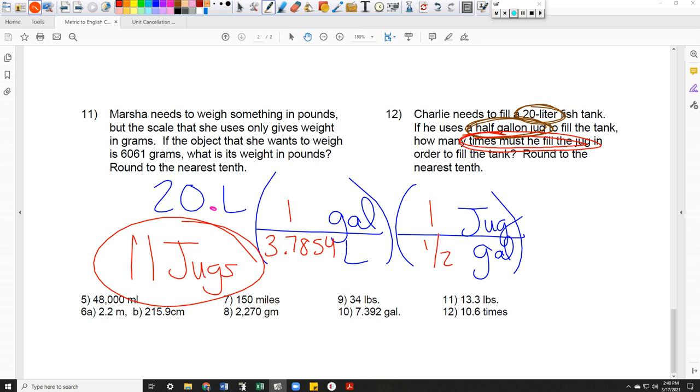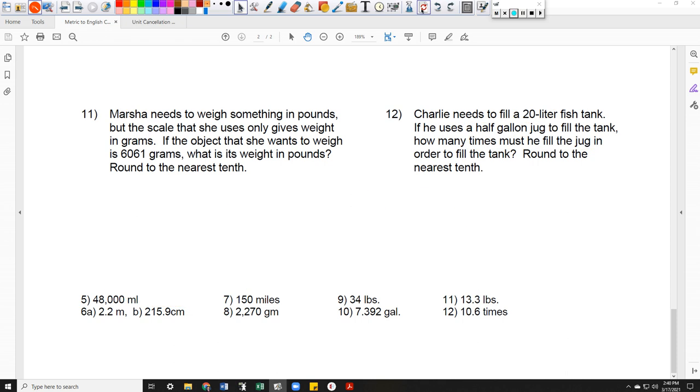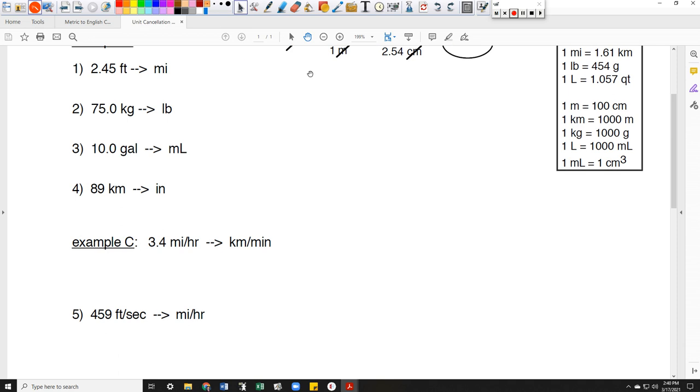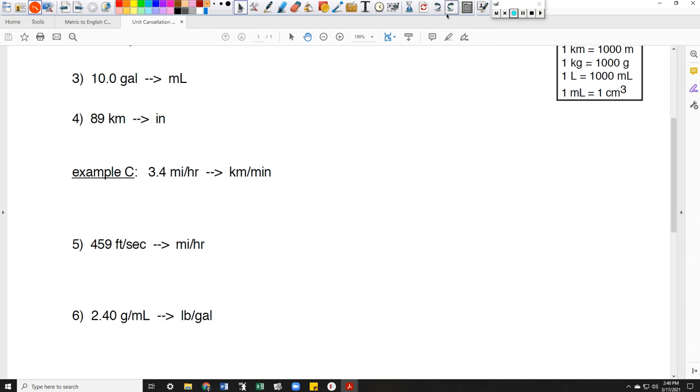So let's jump down to the sheet that I just gave you, and let's look at number three. Let me start it out this way. What are you going from and to in number three? Gallons to milliliters.